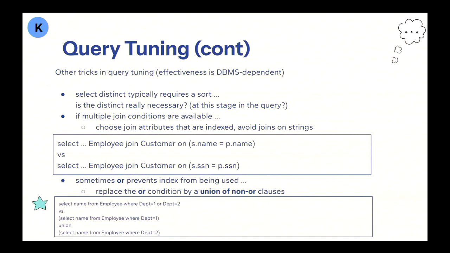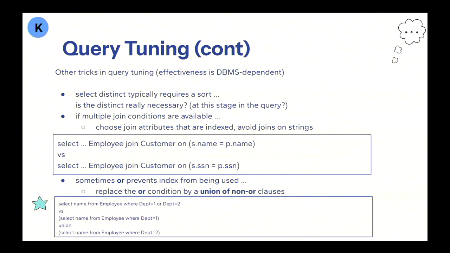There are some other tricks for query tuning which could also affect the performance. So the first one is, most of the time, if we want to select distinct, it requires a sort of the table values, and we should think about, is the distinct here really necessary at this stage of the query, or can we do it later? Because if we sort on a smaller set of data, then it could be much faster. So this is the first trick.